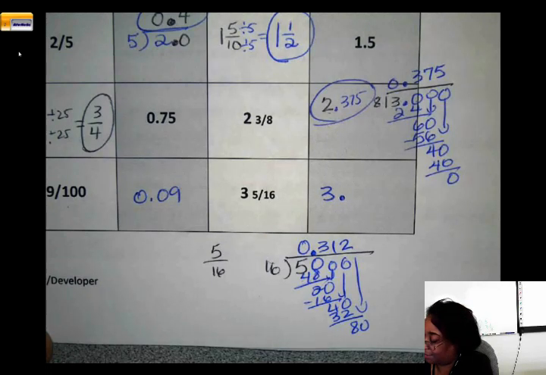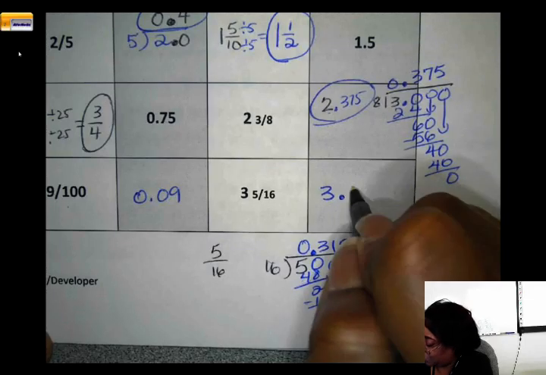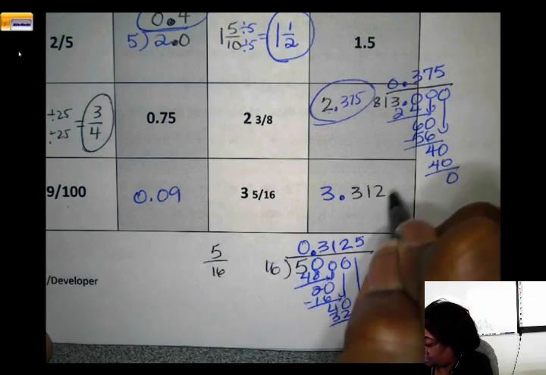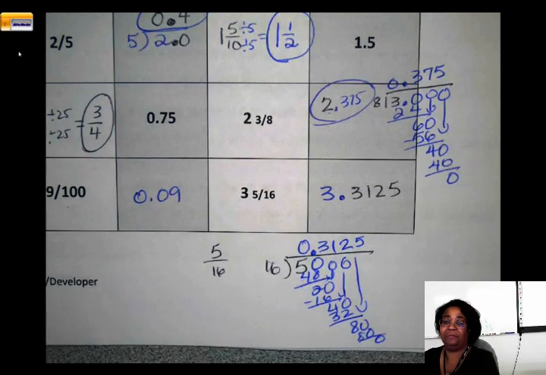No, isn't it 5? And then I have nothing left over. So this is a terminating decimal. And I have to put 3125 for the decimal.